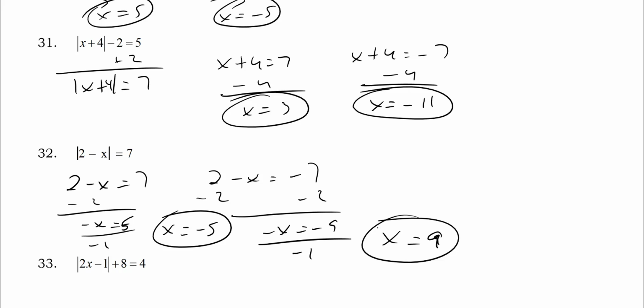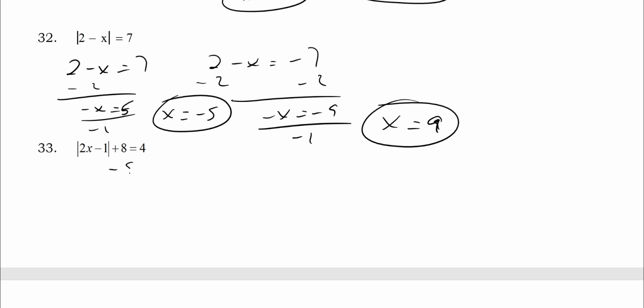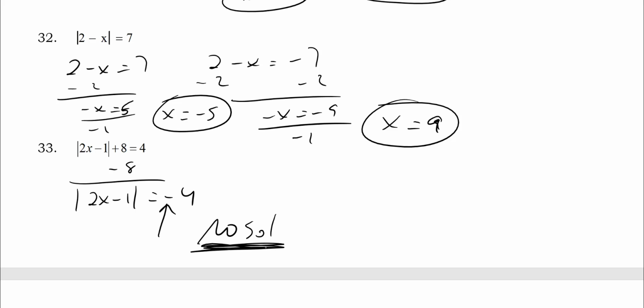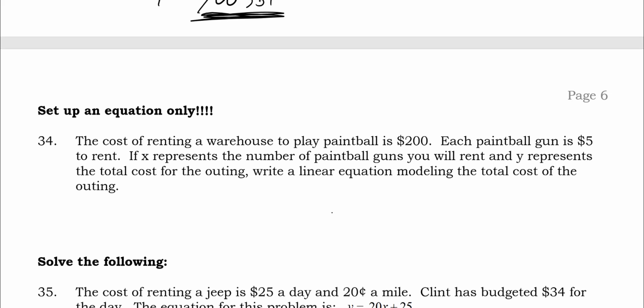Okay, and then this last one, I'm going to subtract 8 from both sides. So you get absolute value 2x minus 1 equals negative 4. Okay, it's isolated, and since that's negative, it is no solution. Very important. Okay, if that was a positive, then you set up 2 problems. Okay, so far so good.